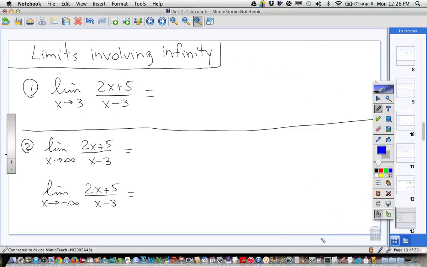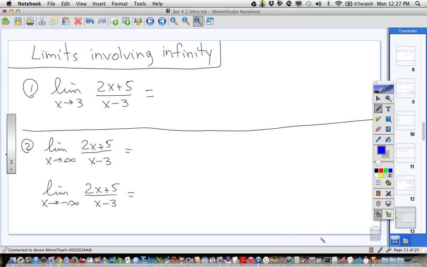All right, what we want to do today is talk about these situations. So this is the new thing. This is section 4.2, limits that involve infinity. So there are two different situations. Let's talk about the first one, which we've kind of already talked about, but we're going to go a little farther with it today. So just write down this first one.